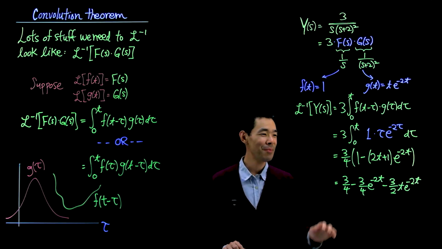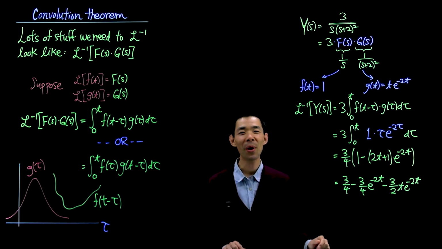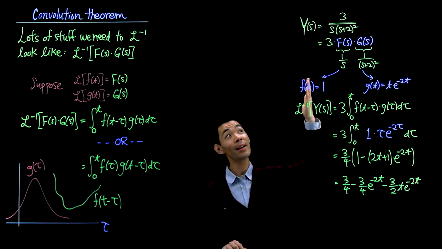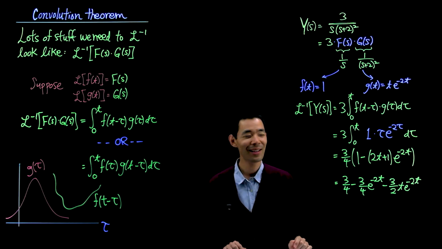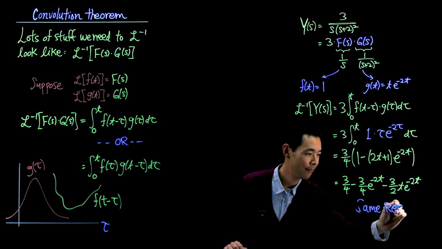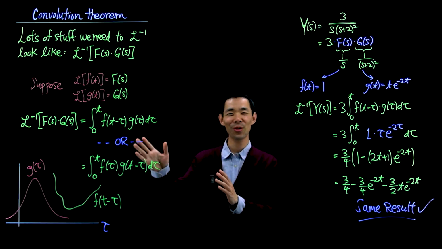All right, you do integration by parts, you get this solution right here. If I wrote it into each of its components, you can see that actually this example is the same example that we did last time using partial fractions. You get the same result, as we would hope. So hopefully now you trust the convolution theorem.